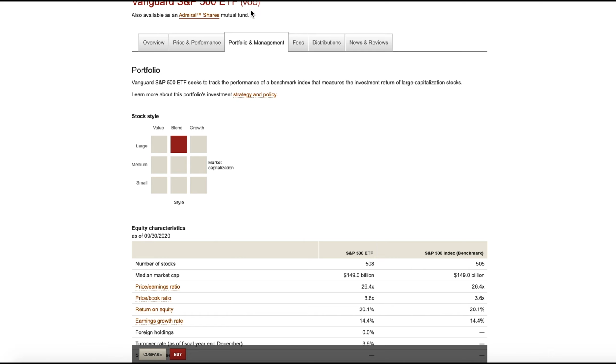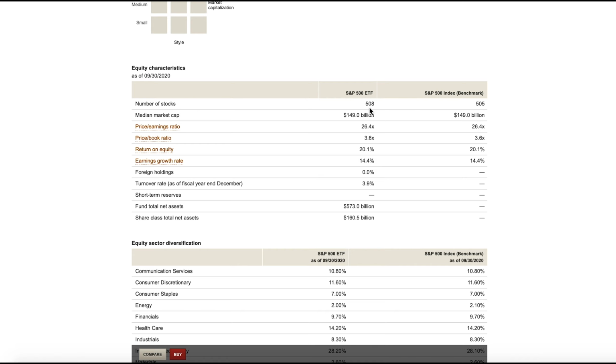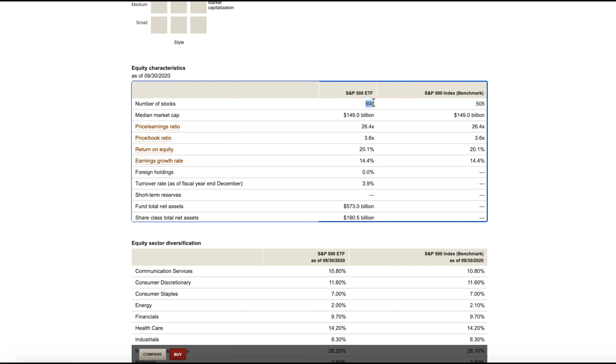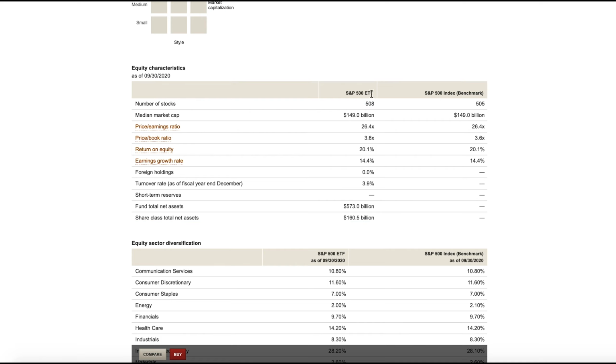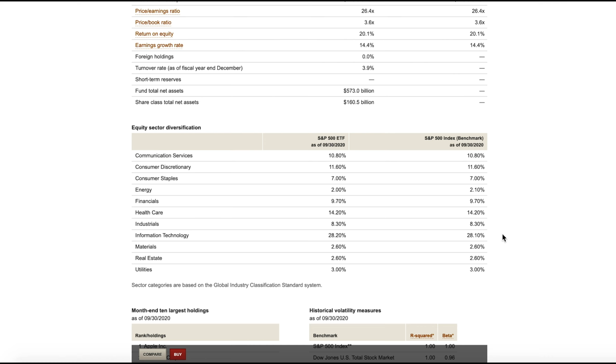And for this particular ETF, this is going to be pretty much all large cap stocks. This will also show you a breakdown of how many things are actually in this ETF. So since this follows the S&P 500, it shows you how many stocks are actually in this ETF. So it's about 508. It'll show you market cap, price to earnings ratio. So for those of you asking where you find that information, this is the page. And again, it gives you that breakdown of how much of each sector is actually in this ETF.